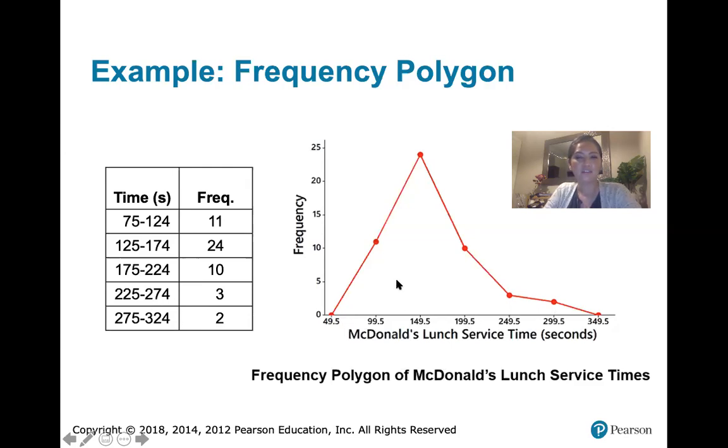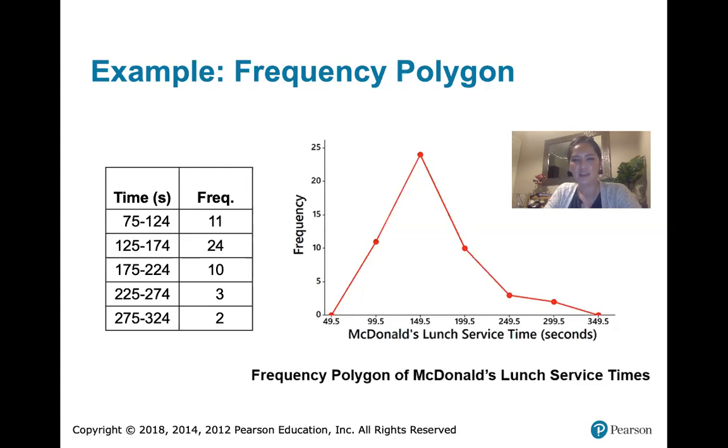And then we're going to assume that that trend continues and add one more class width to get the would-be class midpoint of that class that doesn't exist, that is above 324. And then below this 99.5, we're going to subtract 50 to come up with that would-be class midpoint for the class that would have been before this 75 to 124 first class. So you add the 2 extra classes that have 0 frequencies, you plot all of those points, and then you connect them with line segments, and that's your frequency polygon.